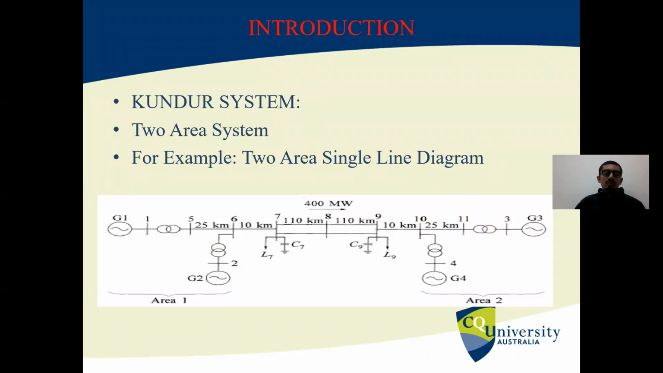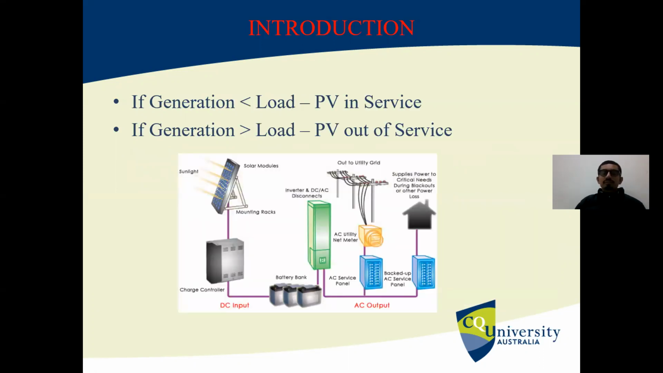So what is the KUNDUR system? The KUNDUR system is basically a test case which is used for studies on dynamic stability, power interchange, oscillation damping, and many more. As you can see in the block diagram, it contains 11 buses, 4 generators with 2 areas, and these 2 areas are connected with a line. And 2 loads are supplied to the system at bus 7 and 9. 2 shunt capacitors are also connected to buses 7 and 9 as shown in the figure. So let's move to the next slide.